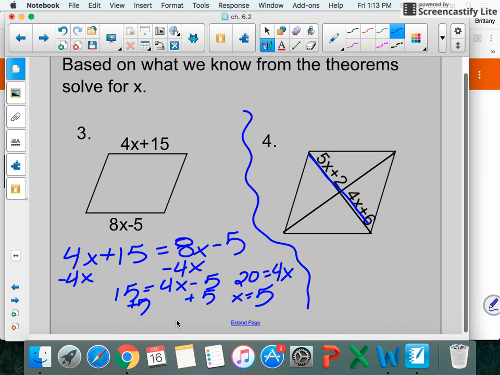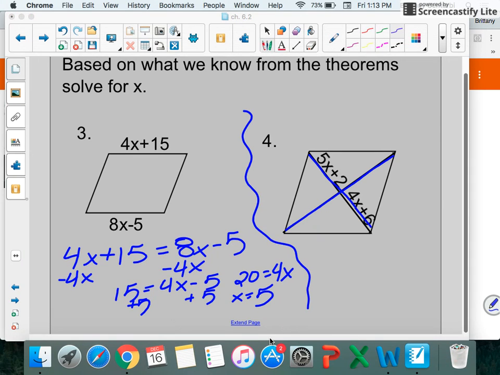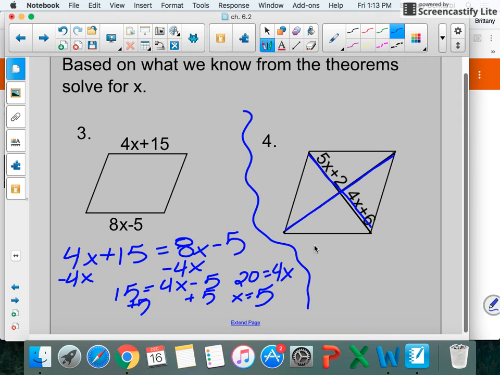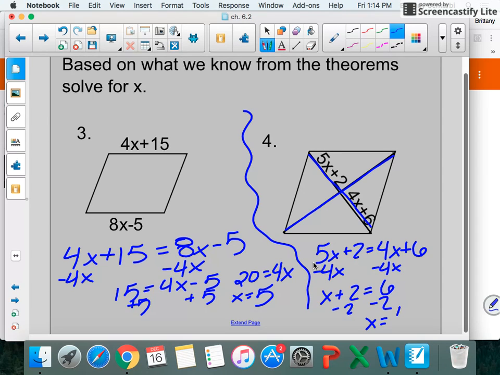Now, over here for number 4, I'm going to look at the picture, and what I have is the diagonals that are crossing, and again, from the theorems, we know that the diagonals bisect each other. So with that, I'm going to cut them in half, so that means that they're equal. So I'm going to set them equal to each other. So I'm going to do 5x plus 2 equals 4x plus 6, and then I'm going to solve for x. And I get x equals 4. And again, if they wanted me to give them the actual length, I'd have to plug x back in.